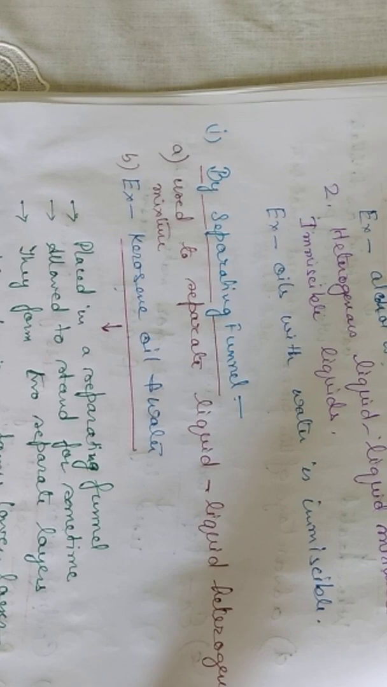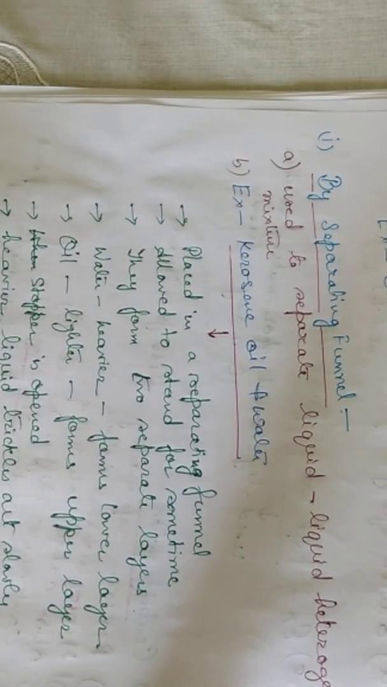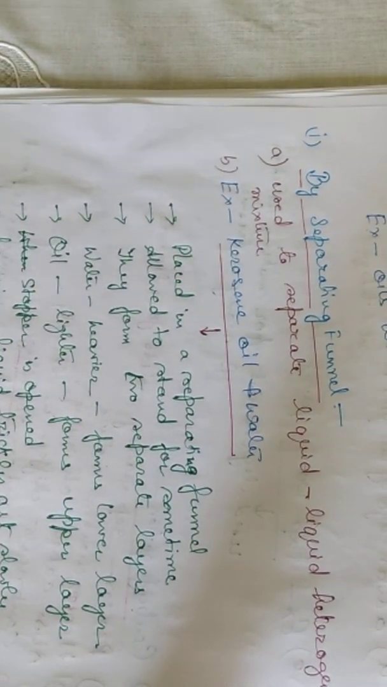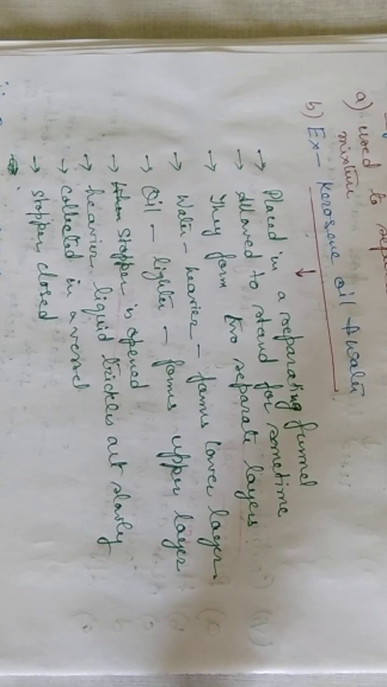Now, it's allowed to stand for some time. We see the two liquids form two separate layers. Water, being heavier, forms the lower layer, and the oil, being lighter, settles on the upper layer.